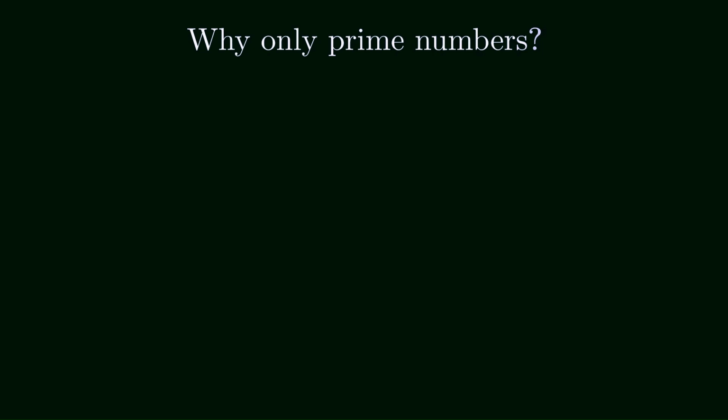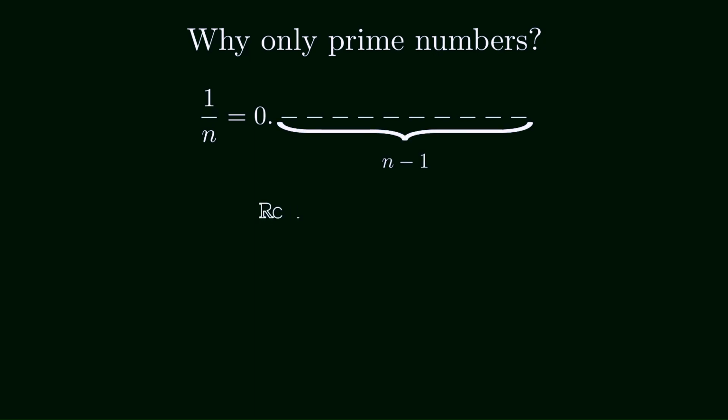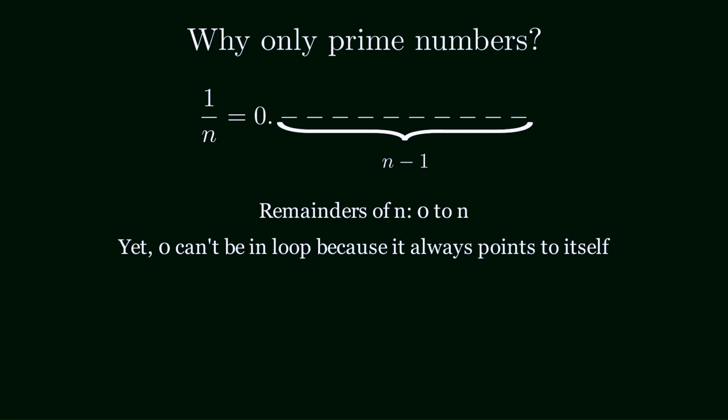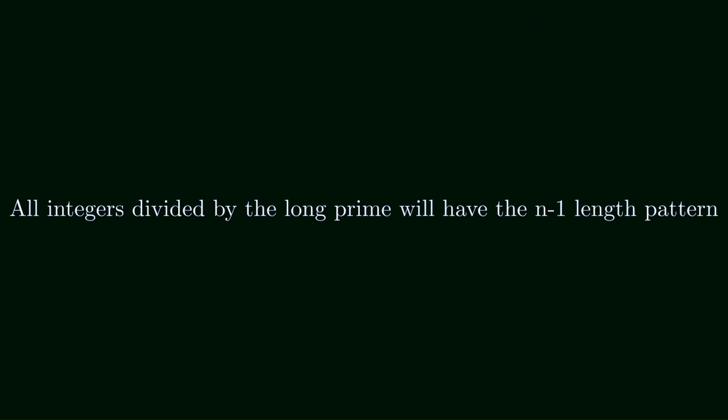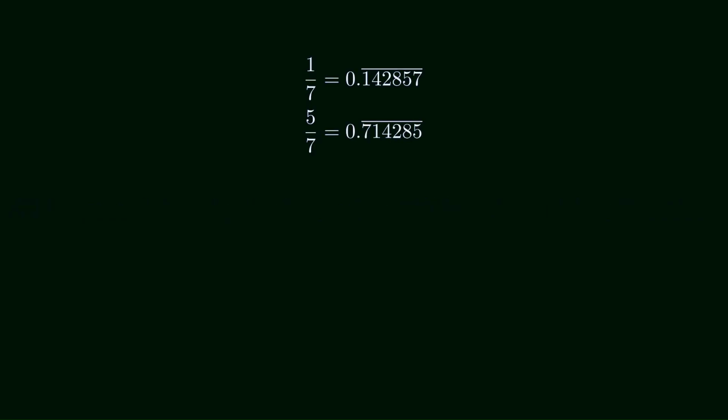When we claim that a number is long prime, we are saying that if we divide by it, it will leave a repeating sequence that is n minus 1 long, which is equivalent to how many remainders it can have excluding 0, because 0 will always point back to itself. We're also claiming that if we were to divide any integer by our number, it will be a part of the same n minus 1 cycle, just like how any integer divided by 7 puts us at the same 142857 repeating cycle.